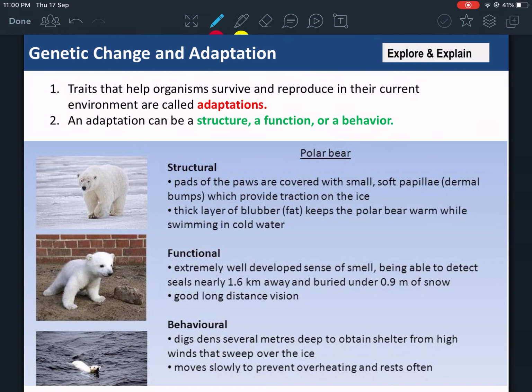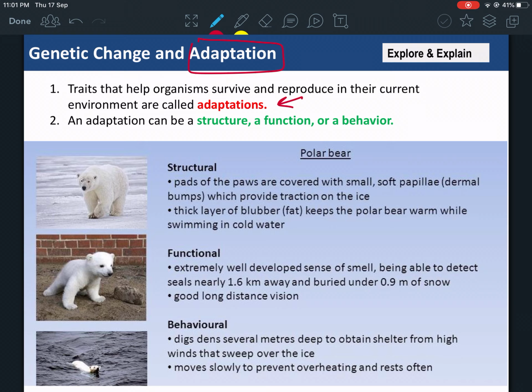Good morning, everyone. So today we're going to take the last part of a lesson on genetic change, and we're going to talk about adaptation. Adaptation is basically the ability of an organism or species to survive. It goes through change. So traits that help organisms survive and reproduce in the current environment are called adaptations.